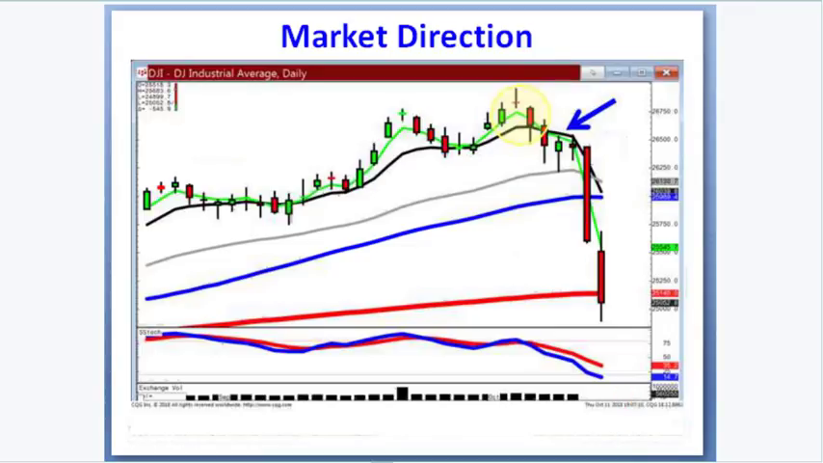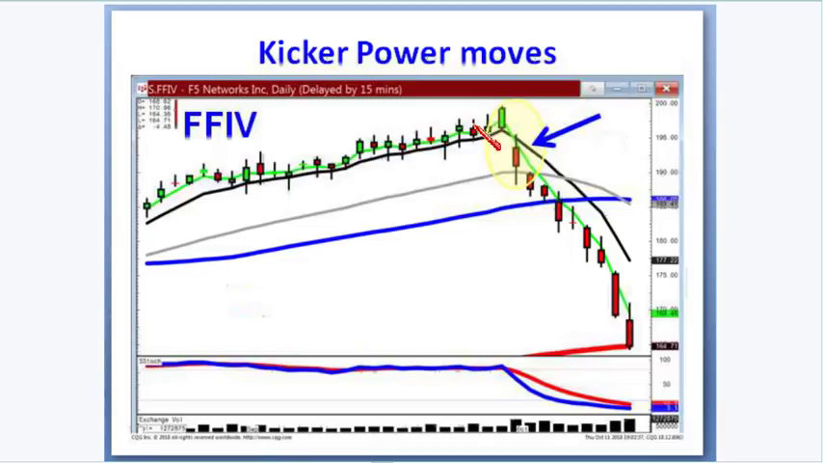So if you do have a kicker signal like in F5, what were the parameters once you went short on this? You stayed short until you saw a candlestick buy signal and a close above the T line. But remember our caveat: the further away you move from the T line, the higher the probability they could be ready to reverse it. That's where you get a little bit more diligent watching for your sell signals.